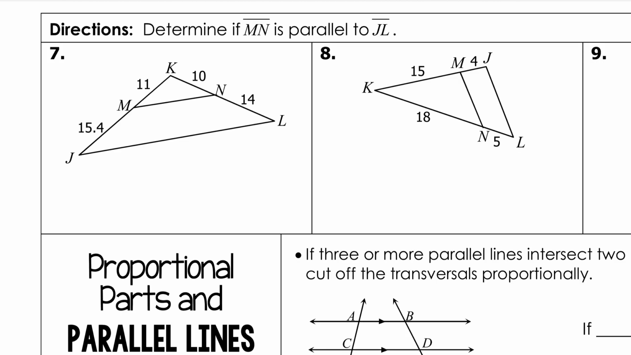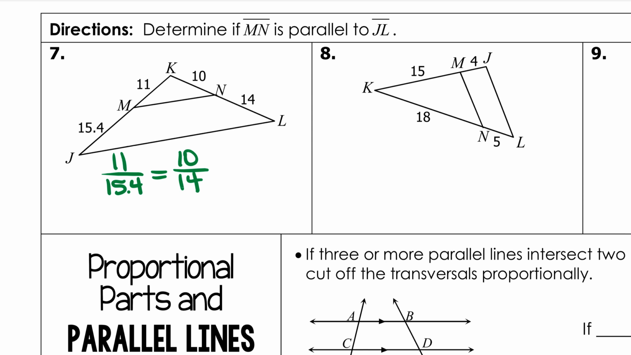Okay, so on 7 and 8 it says determine if MN is parallel to JL. To show that these lines are parallel, we're going to check the proportion. I want to see, is 11 over 15.4 the same as 10 over 14? Remember, you can divide each of those fractions and reduce them on your calculator, or you can cross multiply.